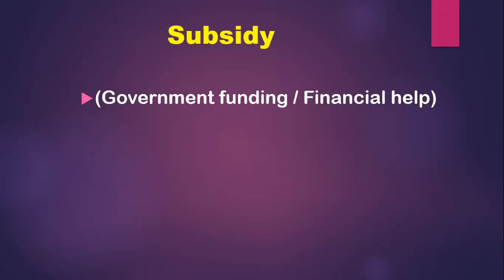Next one. Subsidy. Okay, this consists of government funding or financial help. The most common example in El Salvador: you will see a lot of people who can't afford things by themselves. In this case, the government gives them a subsidy to afford it, like a gas subsidy. That is the most common example I can tell you right now, or you can find it in different aspects. Okay. Thank you.